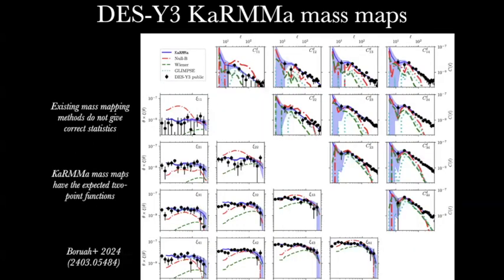But more importantly, the maps we create also have the correct 2-point function, which is not trivial. Here in the black points, I show the measured 2-point functions. On the top right are the pseudo-CLs, and on the bottom left are the 2-point correlation functions. Most mass mapping methods that we currently use, like Wiener filter or the Kaiser-Squires method, do not have the correct 2-point function. But as you can see, the Karma maps, shown in blue, pass through all the measured 2-point function data shown in black.